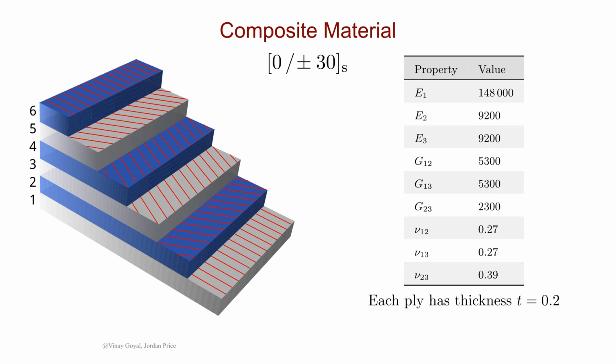This composite layup is defined as a 0/±30 degrees symmetric layup. This notation indicates that the orientation of plies 1 through 3 are 0, 30, and negative 30 degrees. The red lines on each ply in the figure indicate this orientation. And the subscript S indicates that the layup is symmetric such that plies 4, 5, and 6 have the orientations negative 30, 30, and 0 degrees.